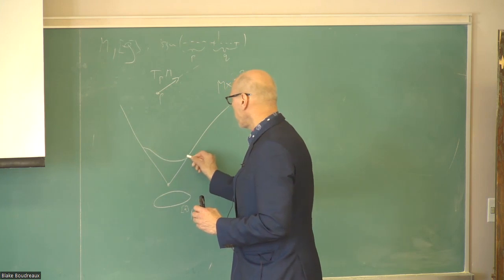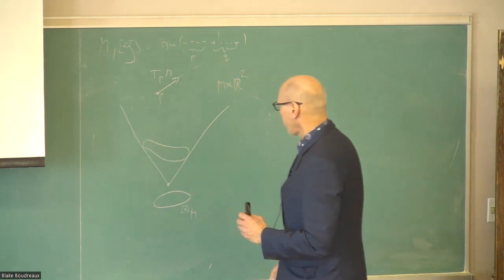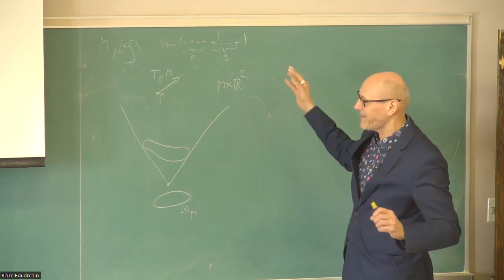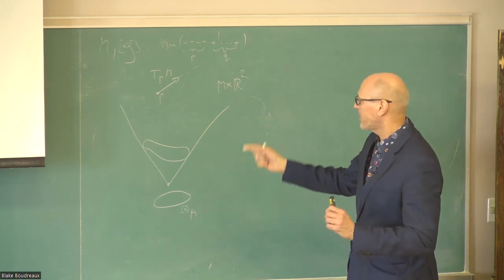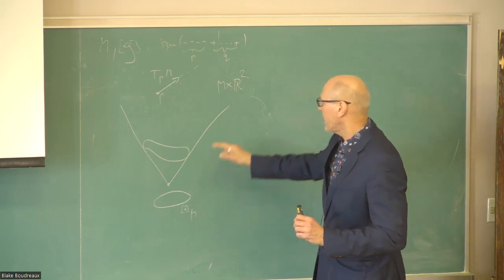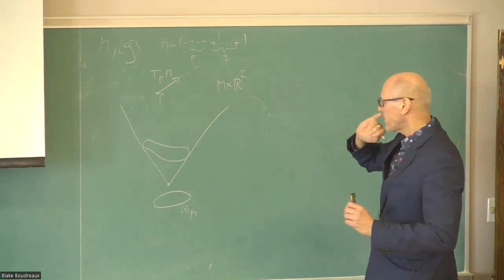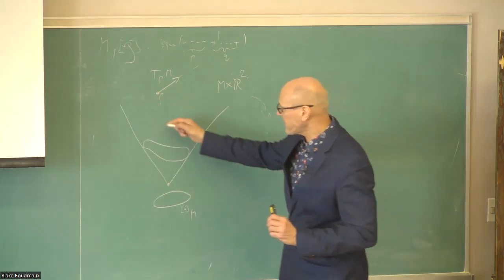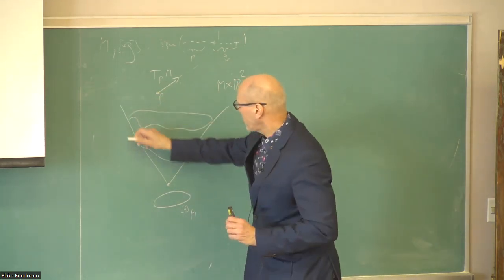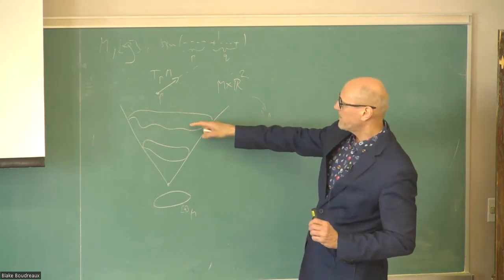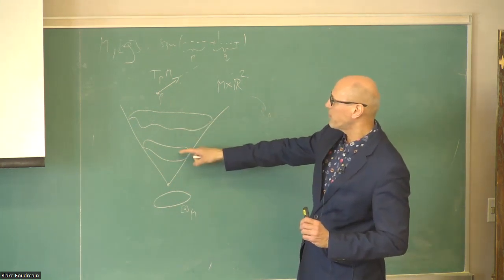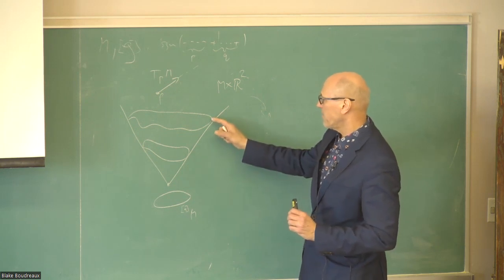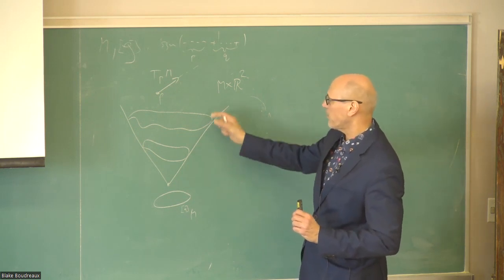Any section of this null cone has... So this spacetime is as flat as possible. So the only non-flat part is this geometry, and in other directions is. So the geometry of this cone is such that every slice of this cone has conformally the same geometry. The only difference is that if we choose a different slice, then some conformal factor changes.